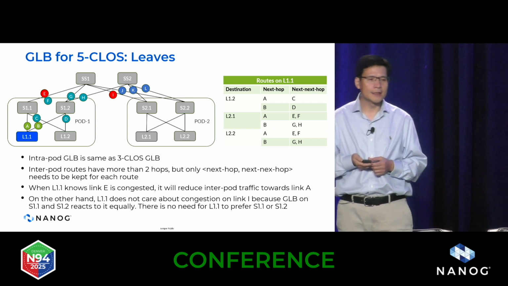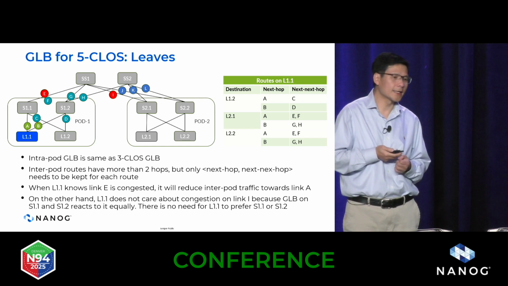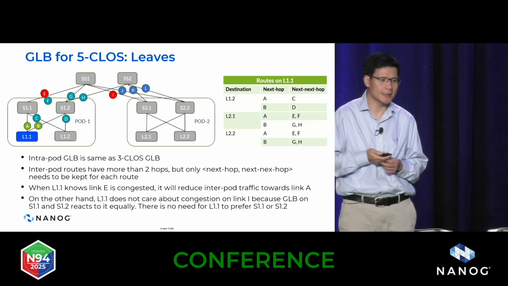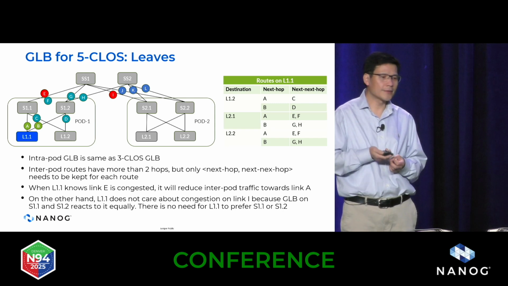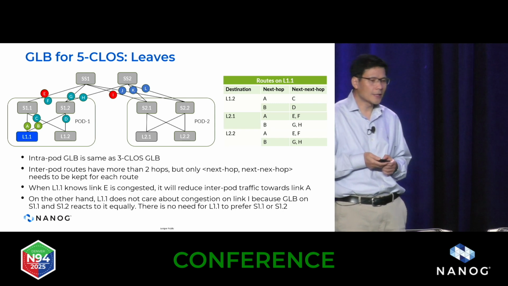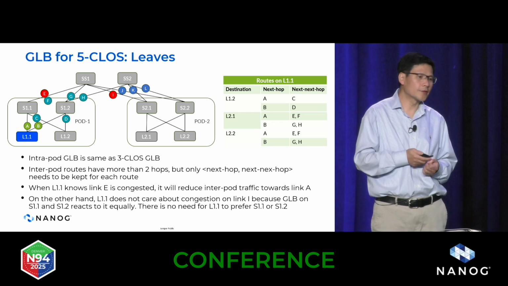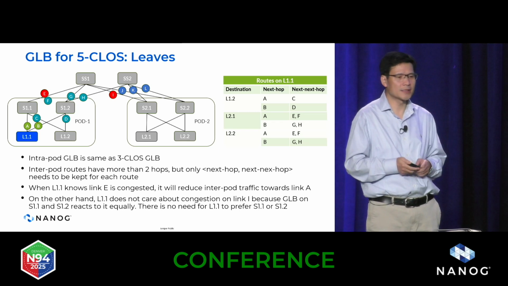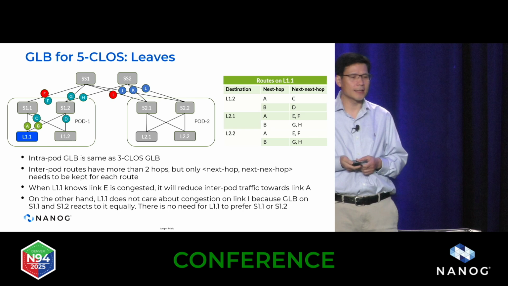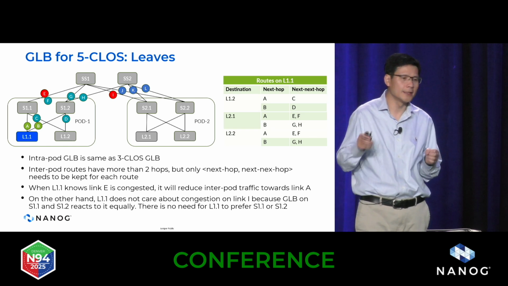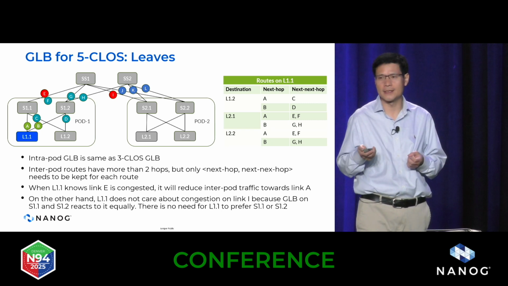The reason is because GLB is not just running on those leaf nodes. It is also running on the spines, like spine S1.1 and S1.2 in this case. So when link I is congested, it is the next hop of spine S1.1 and spine S1.2. So both of the spines will try to mitigate the congestion of link I by offloading the traffic from super spine SS1 towards super spine SS2. More importantly, because both spines S1.1 and S1.2 are reacting to link I's congestion equally, leaf L1.1 does not have to prefer either of the spines.